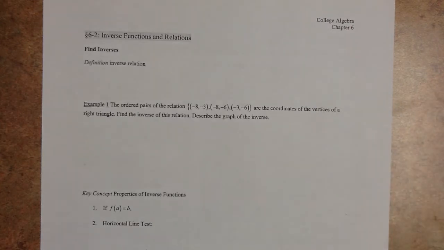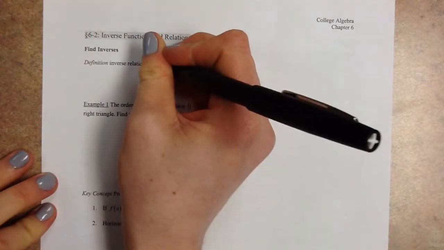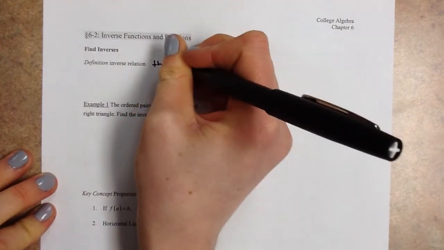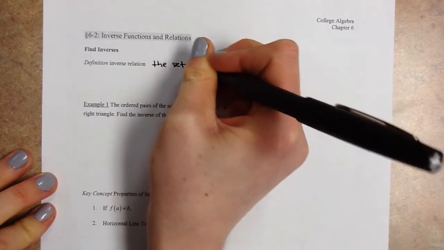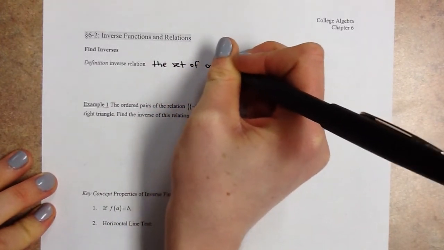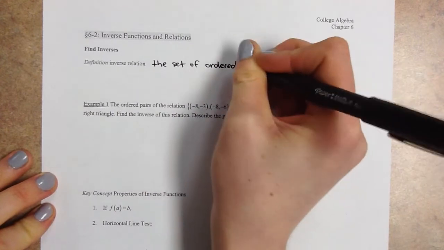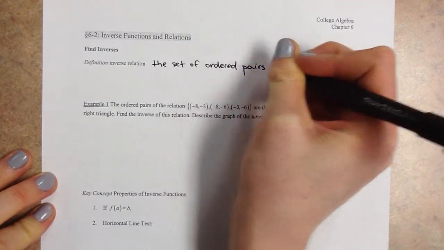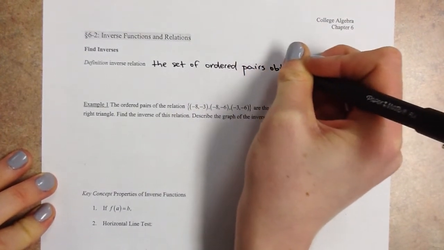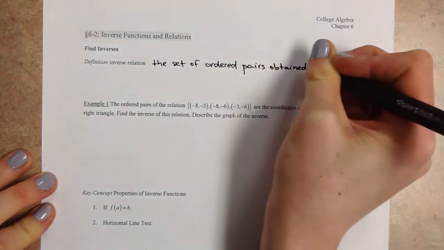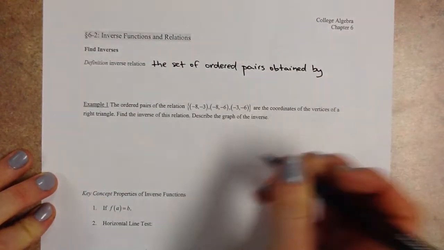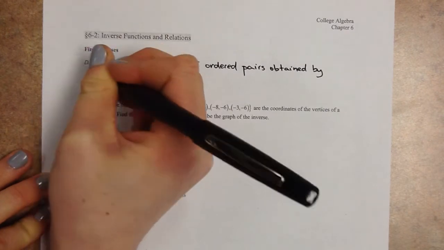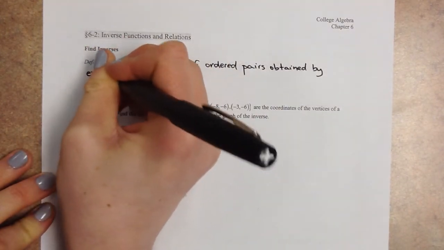So we're going to talk about inverse relations. So keeping in mind that a relation itself is a set of ordered pairs, an inverse relation is the set of ordered pairs. So it's still a relation, so it's still a set of ordered pairs, obtained by exchanging the coordinates of each ordered pair.